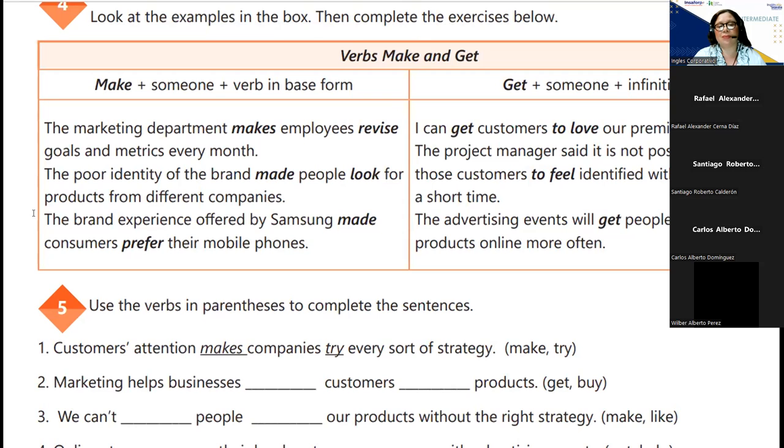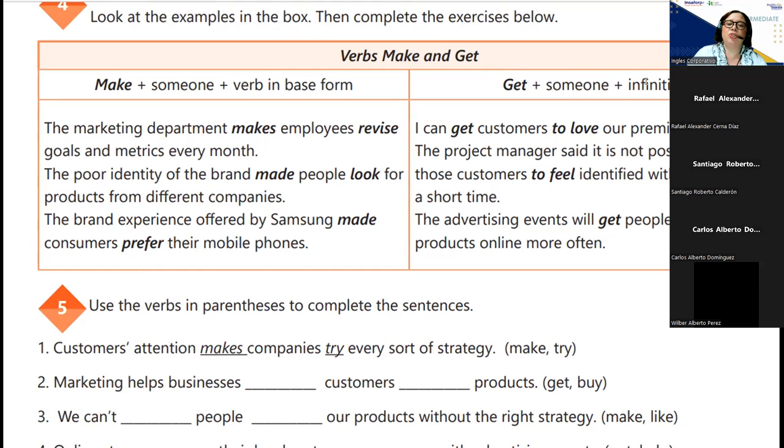The brand experience offered by Samsung made consumers prefer their mobile phones. Okay, consumers, right? It doesn't matter what tense this is, it's going to take the same structure, okay? Made consumers prefer their mobile phones. Exactly, so it's present tense. Verb in the base form, look, prefer. Even though here I'm using another tense to express when the action happened, to place the action in time.